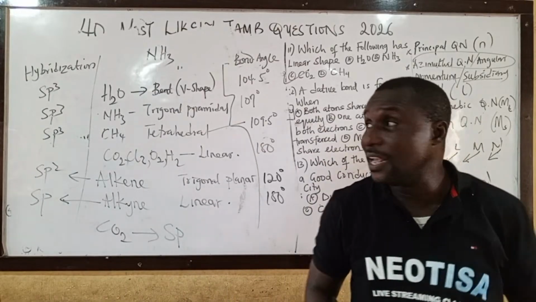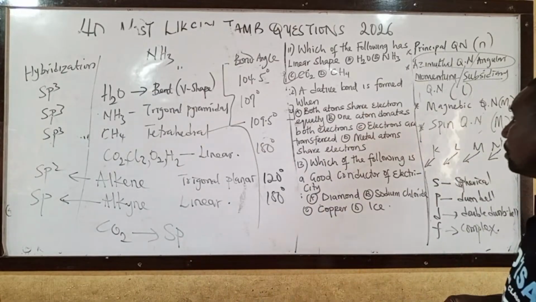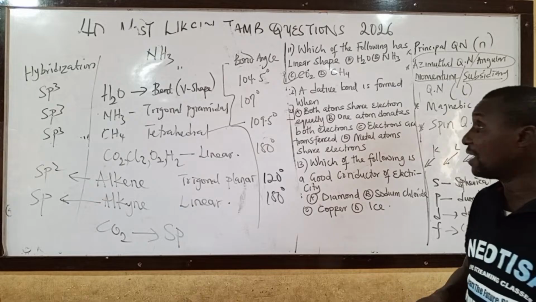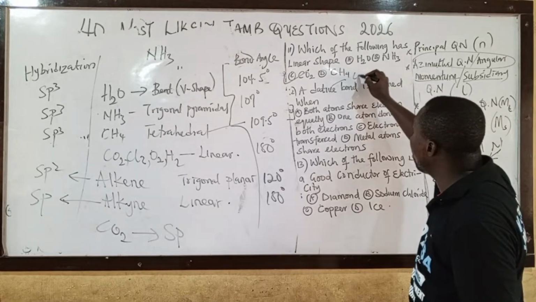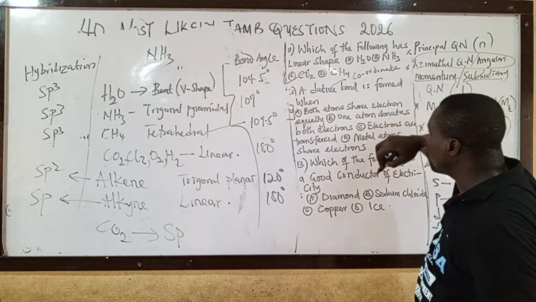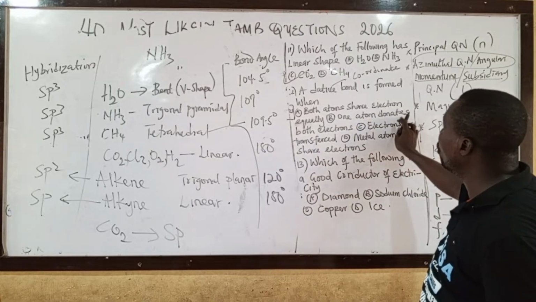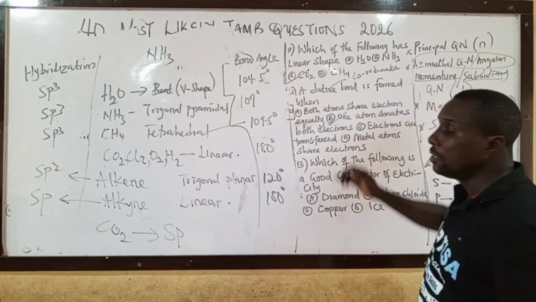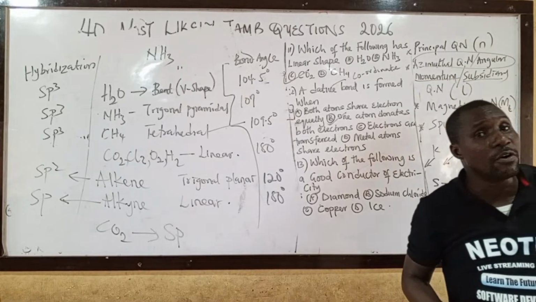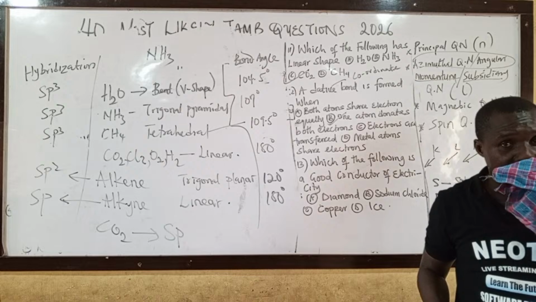Take note of that. Let's move to the next one. A dative bond is formed when... Another name for dative bond is what? Coordinate bond. It is formed when one atom donates both electrons. Yes, B. When one atom donates both electrons. And that is the kind of bond that occurs in what?